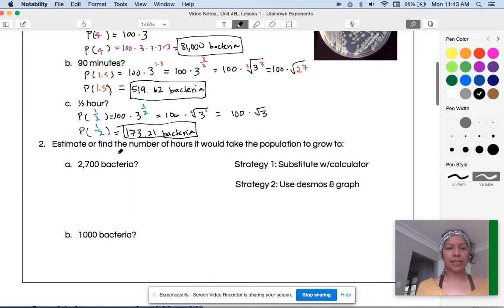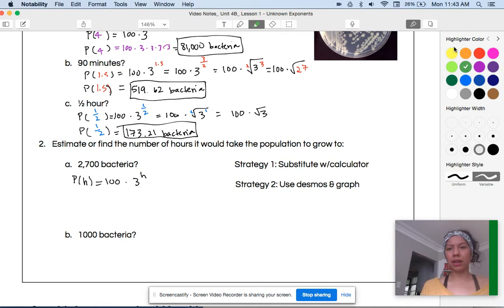Here it says, estimate or find the number of hours it would take the population to grow to 2,700 bacteria, followed by 1,000 bacteria. First things first, let's write our equation one more time. P of H equals 100 times 3 to the H power. This time, we want to figure out the number of hours. So that's a clue to tell us that the input that we need to find out should be H.